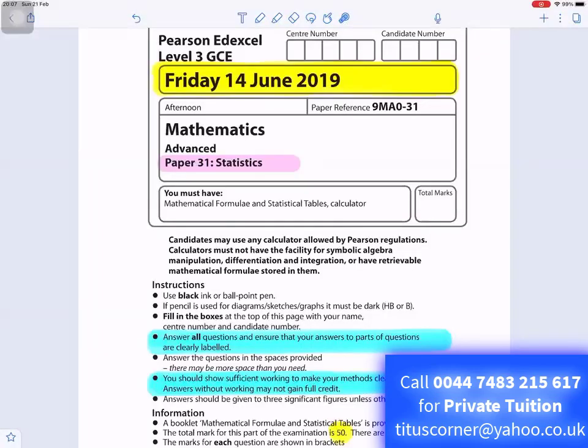Statistics, paper 31, advanced level, mathematics, Friday, 14 June 2019. Answer all questions and ensure that your answers to parts of questions are clearly labeled. You should show sufficient working to make your methods clear. Answers without working may not gain full credit. The total mark for this part of the examination is 50.